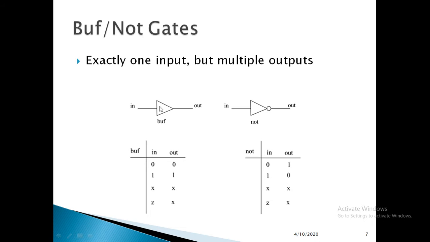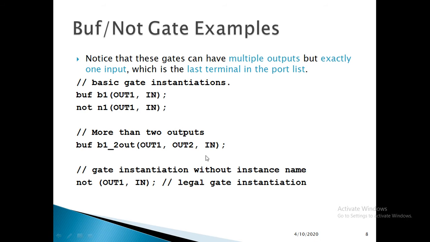Next, here are the buffer and NOT gate. This is the truth table for the buffer. Here you see that when the input is Z, the output will be X. The same is the case for the NOT gate. These are some examples of gates.